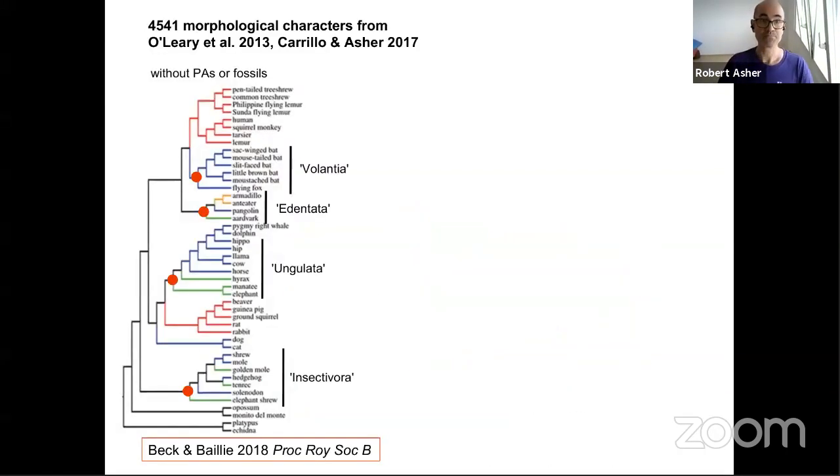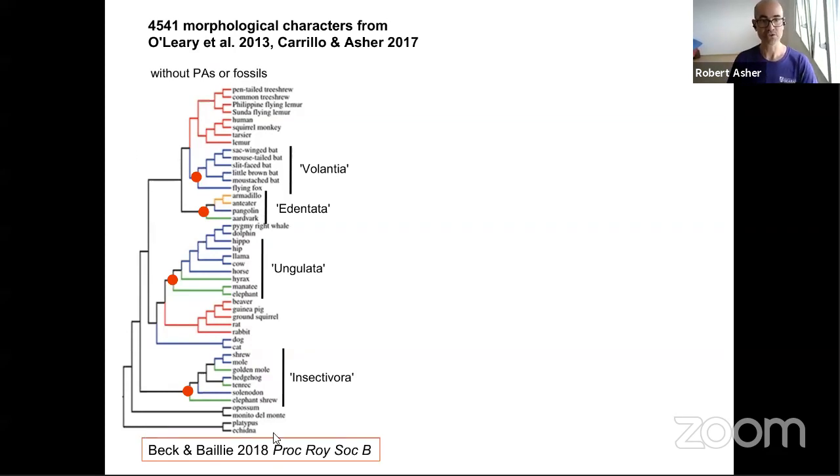So now I want to switch data sets away from the rodent lagomorph Cleary's data set that we discussed in 2019. And I want to use this data set from the mammal tree of life, 4,500, give or take, morphological characters from O'Leary et al. in 2013. My colleague Juan Carillo, who is now working in Paris, got his PhD from Zurich. He and I collaborated on a paper which took a subset of the O'Leary et al. characters, and that's also what Beck and Bailey used.